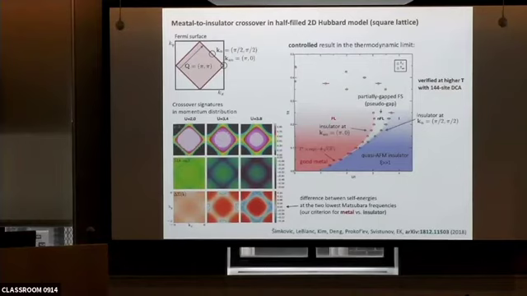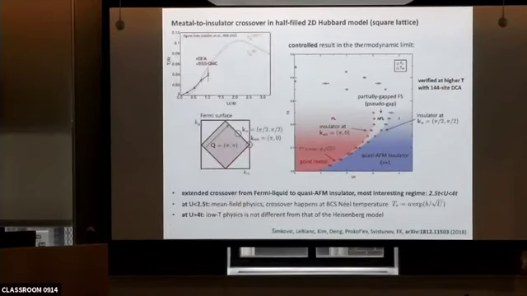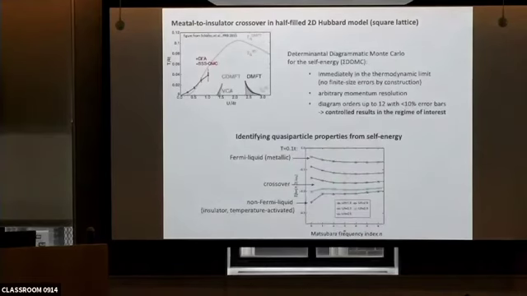Right. However, it's important to keep in mind that our criterion for the metal to insulator is somewhat conservative, because it would be quite natural to expect that before we have this curve bending down, this curve is already not exactly Fermi-liquid. It does show non-Fermi-liquid properties.